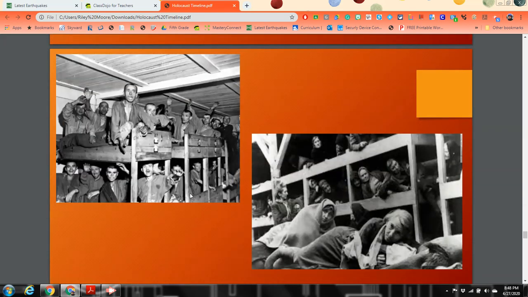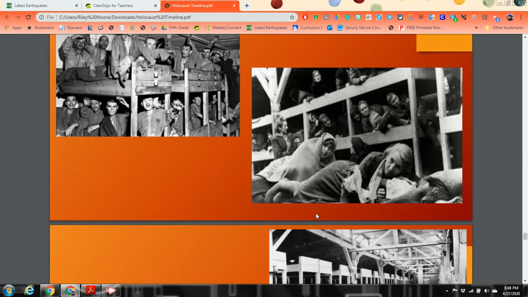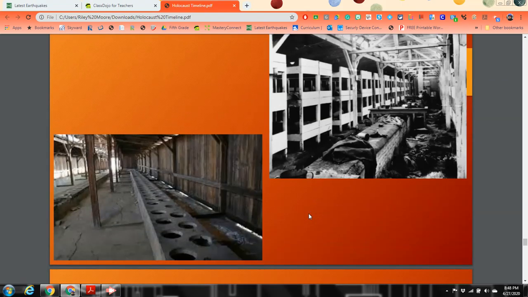You can see right here, they were crammed into these beds. They were starved. You can see their bones. These were women. And then these were still bunks. And these were the bathrooms.